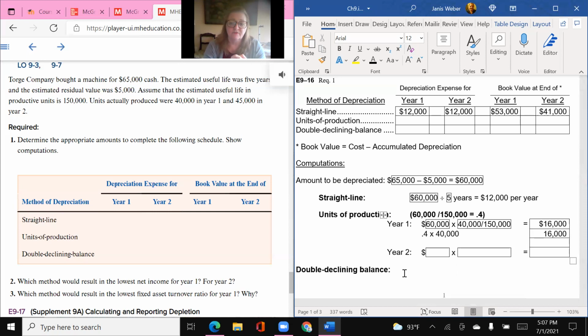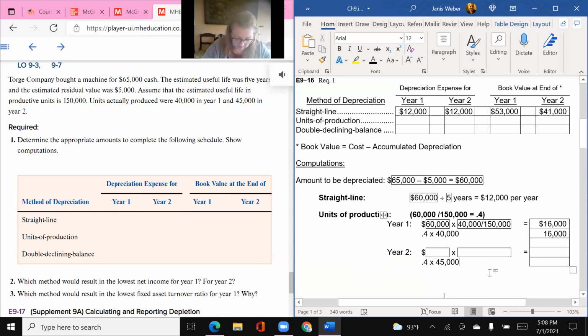And then if 40 cents is the number that we can charge for depreciation expense per unit, the second year is 45,000. So 45,000 times 40 cents. I'm just doing mine first. $18,000 is what I think it is.